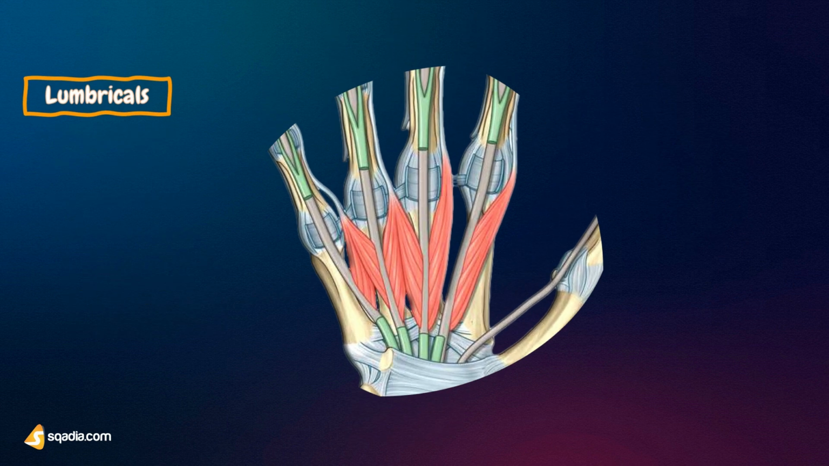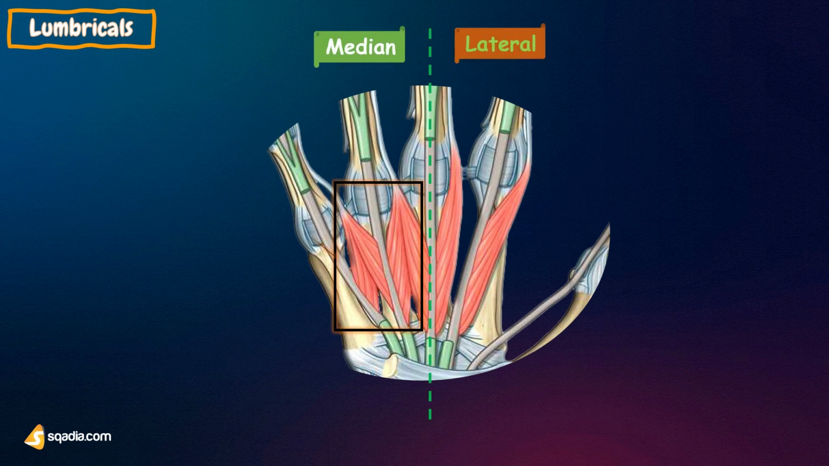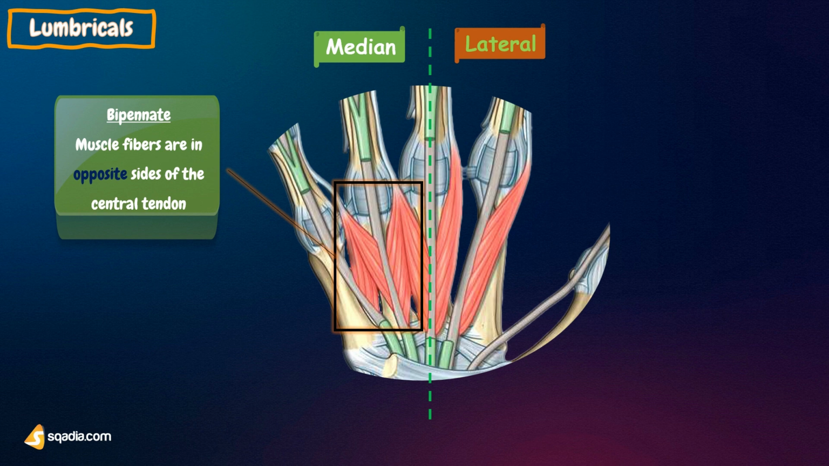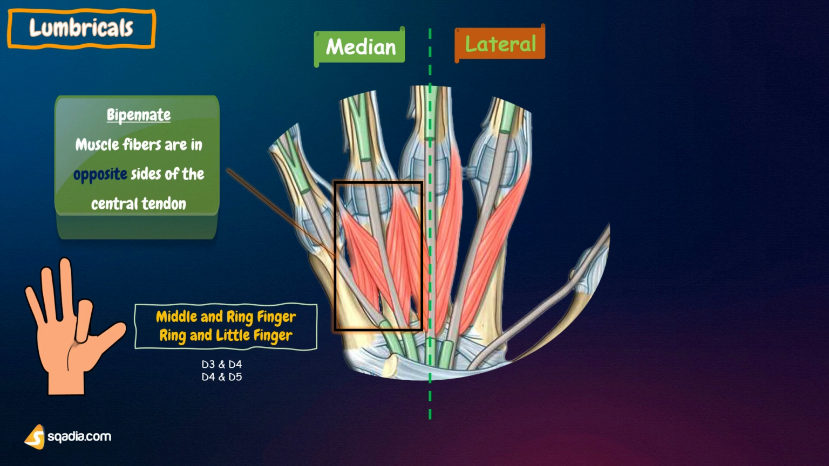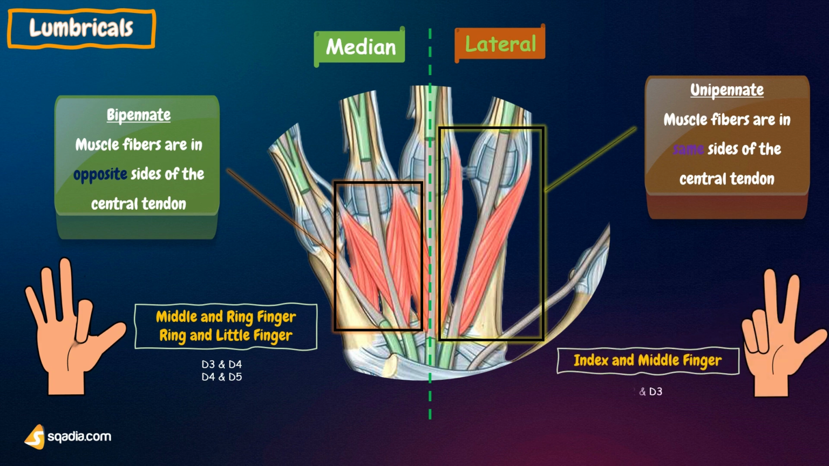The medial 2 lumbricals are bipinnate, meaning a muscle wherein the muscle fibers or fascicles are on opposite sides of the central tendon. These lumbricals originate from the flexor digitorum profundus tendons associated with the middle and ring fingers and the ring and little fingers, respectively. The lateral 2 lumbricals are unipinnate muscles, originating from the flexor digitorum profundus tendons associated with the index and middle fingers, respectively. That was the origin of these muscles.